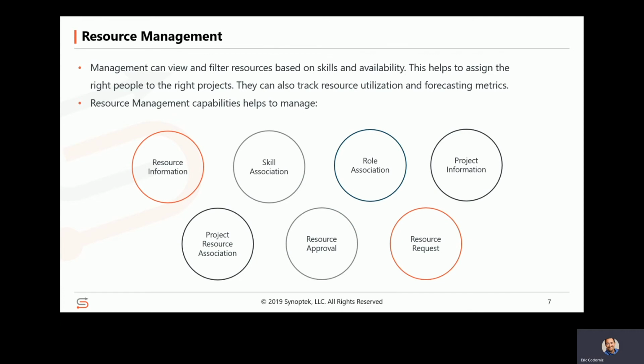So let's dig in. Resource management is an efficient and effective deployment and allocation of an organization's resources, when and where they are needed. With this capability, you can assign your resources based on skills and availability. So resource management capabilities help you to manage your resource information, skill allocation, role association, project information, project resource association, resource approval, and resource requests.